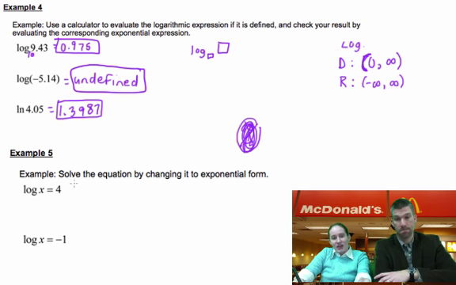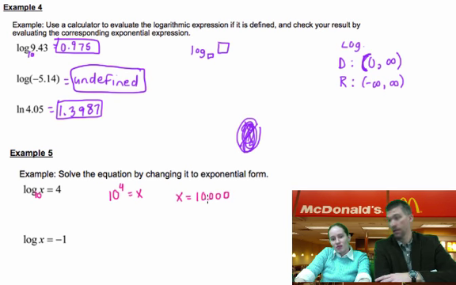Okay, Example 5. Solve the equation by changing it to exponential form. Here's what I would do. There's a 10 that we don't see, because it's a common log. So I would just rewrite that as 10 to the 4th equals x. Do you know what 10 to the 4th is? 10 times 10 times 10 times 10. You just add a 0 for every 10 you've got in there. There are 4 zeros, so 10 to the 4th is 10,000. That was pretty simple.